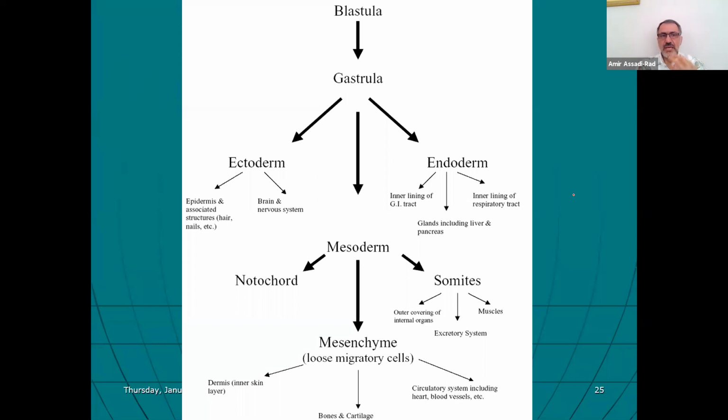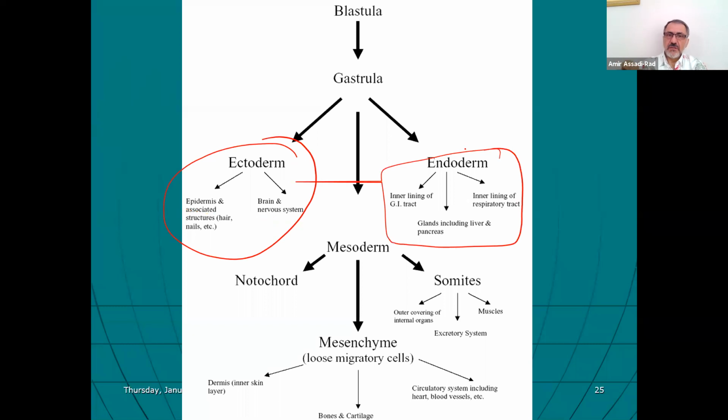Gastrula, eventually we'll have three germ layers. You have ectoderm, endoderm, mesoderm, and I'm listing some of the things ectoderm becomes. It becomes the brain and nervous system, and it becomes epidermis and associated structures like hairs, nails, and so on and so forth, horn. Endoderm becomes these. I'm giving it more detail than in the previous slide. So if I ask you a question on your essay questions, I want you to list this for me.